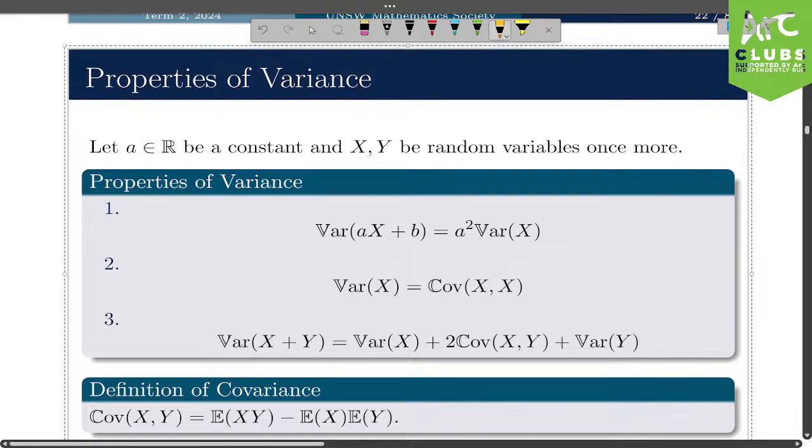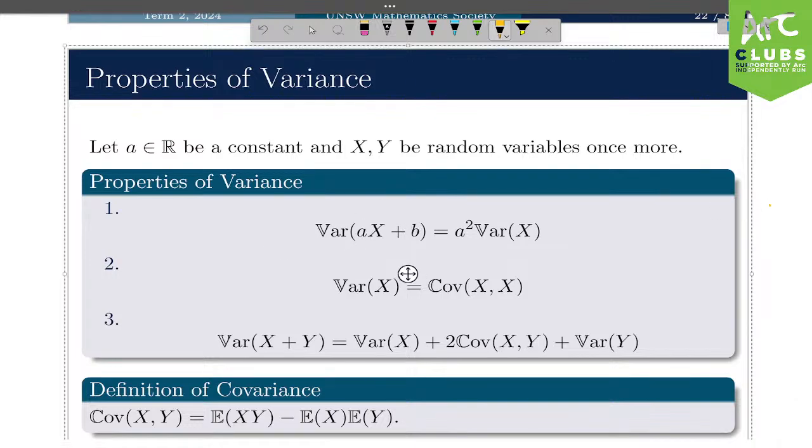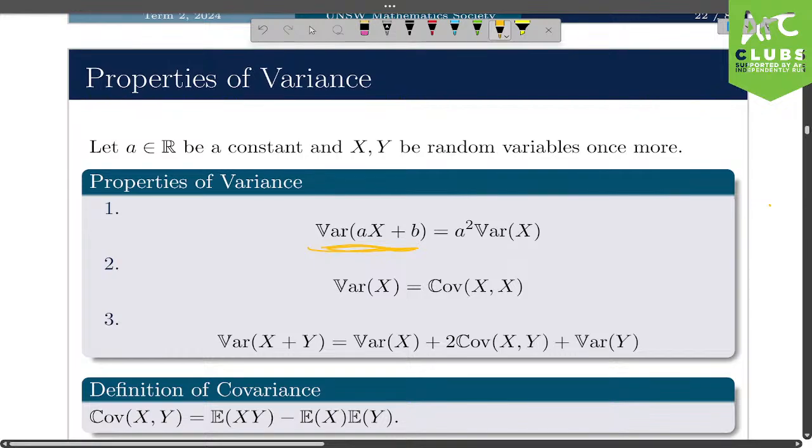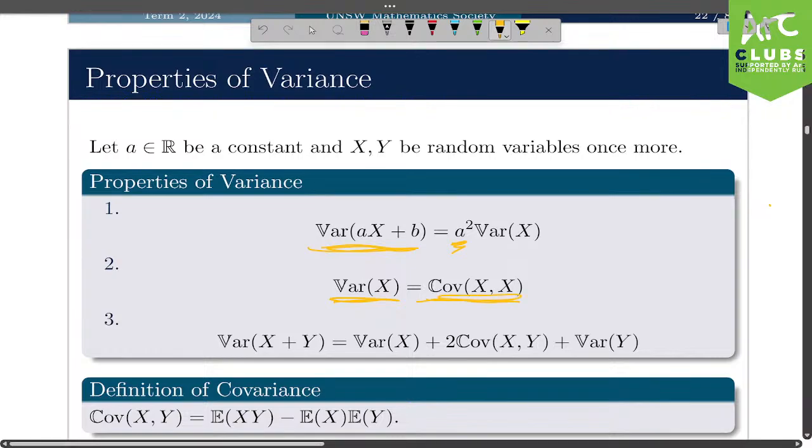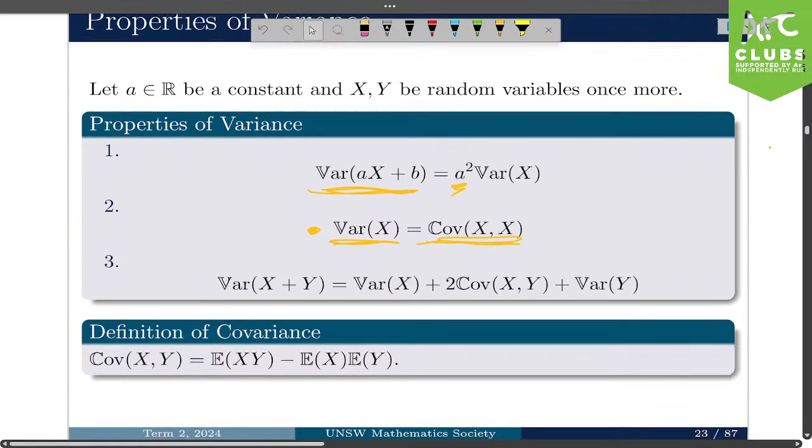These are useful if you're doing transformations. The variance of ax plus b: you take the a out the front and square it. The variance of x is equal to the covariance of x with itself. That's kind of a weird one. We don't usually think about variance and covariance as being exactly related, but here it is. And the variance of x plus y is equal to the variance of x plus the variance of y plus 2 times the covariance of x and y.